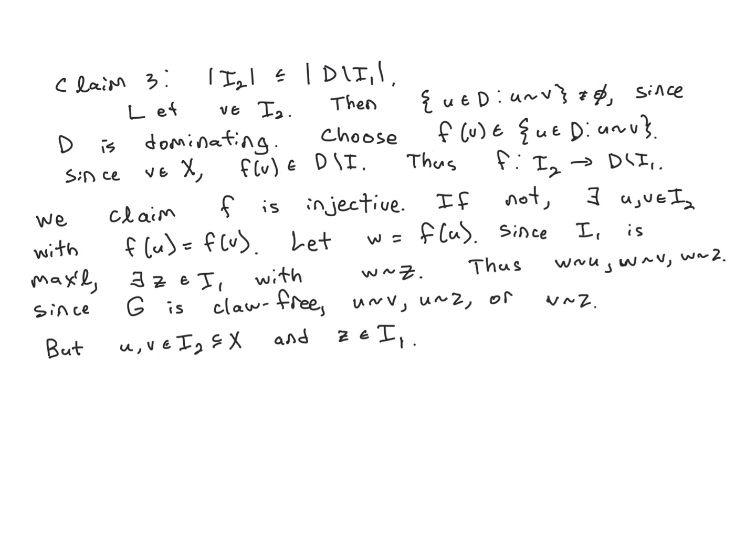Since G is claw-free, it follows that one of the other two pairs has to be adjacent. But u and v were in I2, so they're in an independent set, so that rules out u being adjacent to v. If u is adjacent to z or v is adjacent to z, then it follows that u or v are not in X, contradicting the fact they're in I2. And so we run into a problem. None of these actually work, and therefore we have a contradiction, so it must be the case that f was injective, which means that the number of elements in I2 is definitely at most the size of D take away I1.